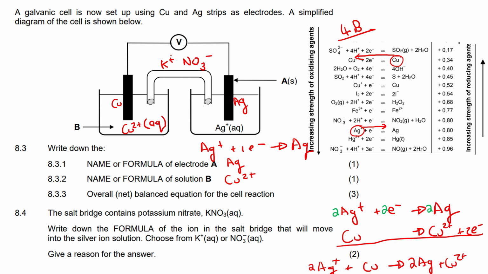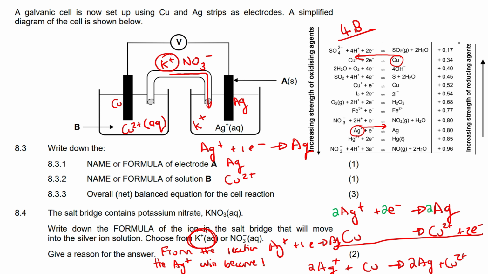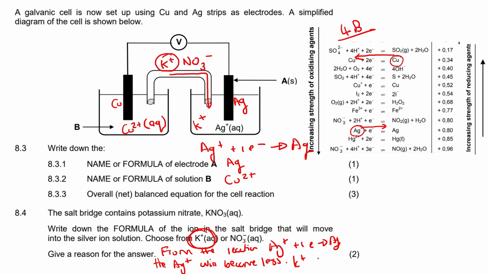So what will happen is that this positive potassium would then move over to make sure that this solution remains as positive as possible. So it's going to be the K plus. Okay, and now choose a reason for the answer. Let's just say from the reaction Ag plus gives you Ag. The Ag plus will become less. So then K plus will move into the solution to maintain electrical neutrality.